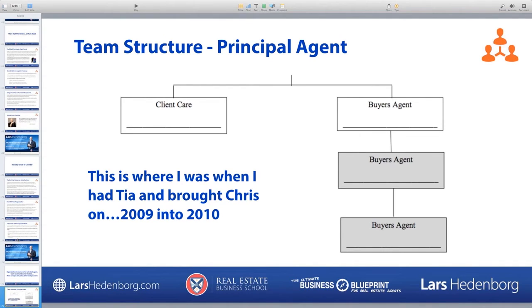In the 2010 timeframe is pretty much when we had an average of 2 to 3 buyer agents at a given time. And so I was the principal agent. I was still outproducing everyone. I was outproducing Chris 2 to 1. And so that's roughly 2009, 2010 timeframe.